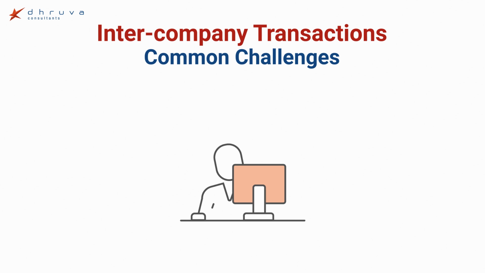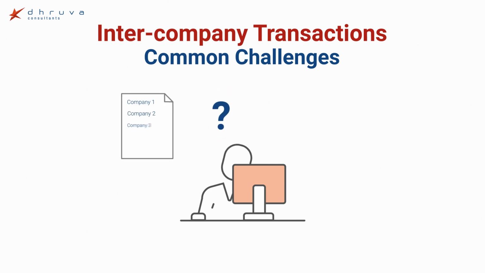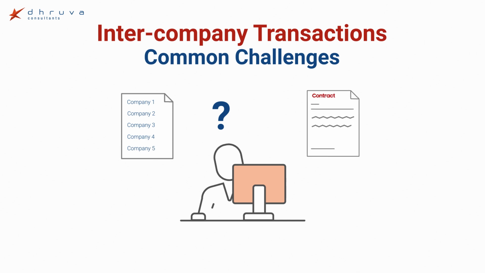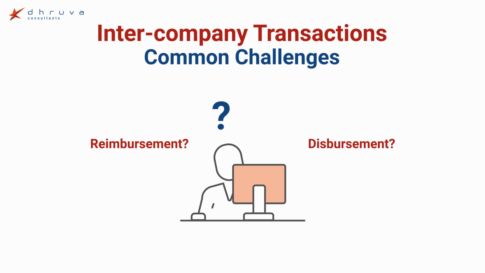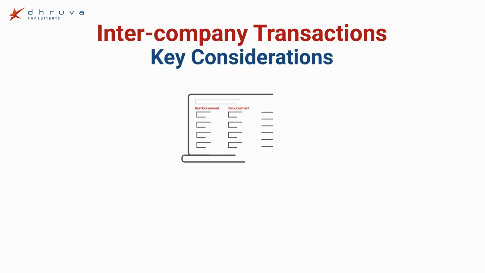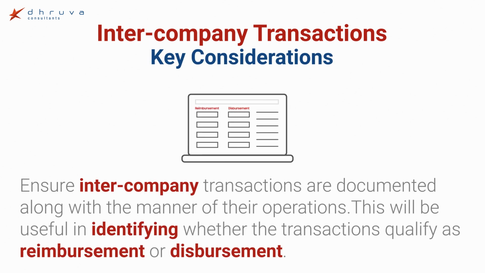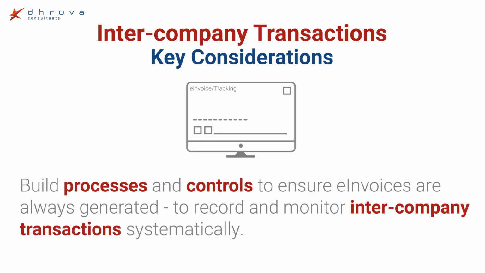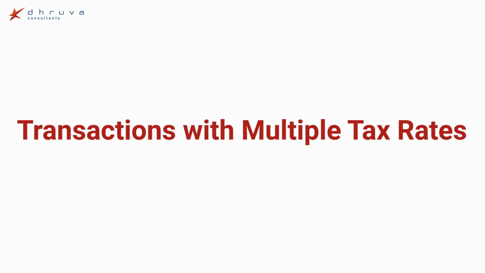We have seen businesses often struggle in identifying the actual recipient of the service, determining under whose name the tax invoice is addressed, and understanding the contractual obligations. Without evaluating these factors, it cannot be determined whether the transaction qualifies as a reimbursement or a disbursement. To stay compliant, businesses should document intercompany transactions to distinguish reimbursement versus disbursement, and establish processes to ensure systematic e-invoice generation for tracking.